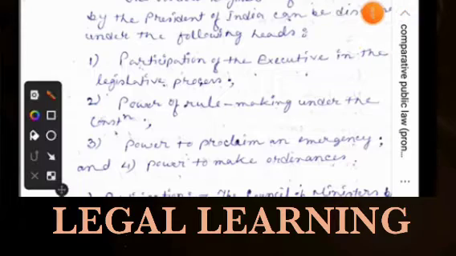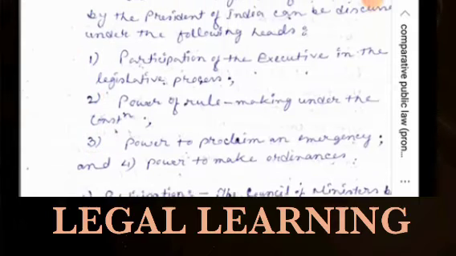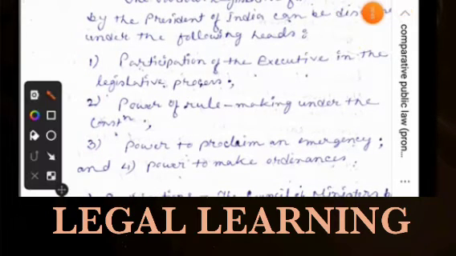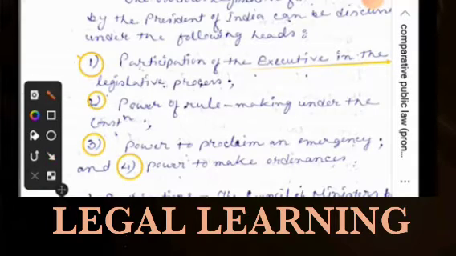So the legislative power can be discussed under the following four heads. The first one is participation of the executive in the legislative process. As we know, there are three organs of the government: executive, legislative and judiciary. So the President is the head of the Union Executive. Article 52: there shall be a President of India. Article 53: the President shall be the head of the Union Executive, right? So Article 53 is important in this regard.